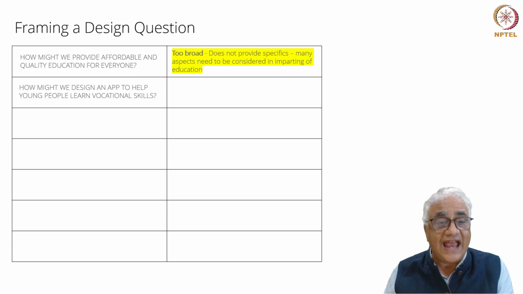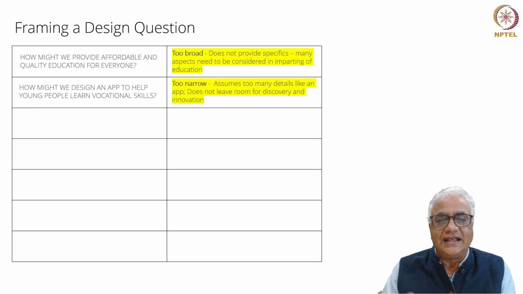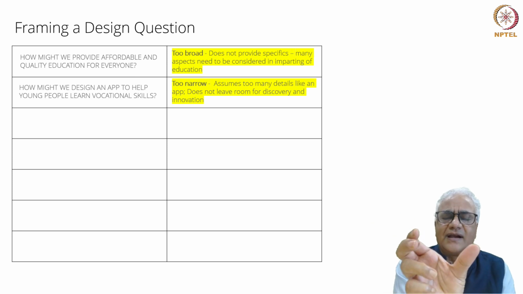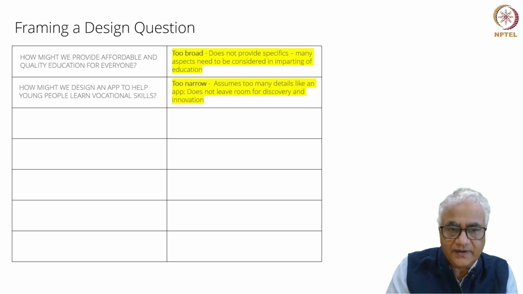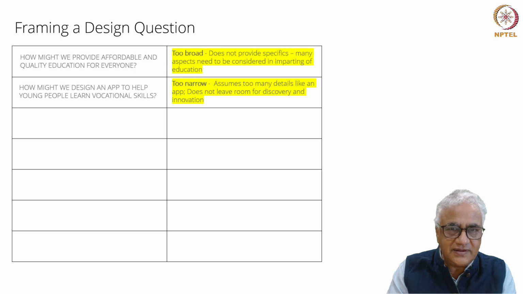How might we design an app to help young people learn vocational skills? I'm sure you are saying what type of question it is. You've already understood it. Of course, it's too narrow because it does not leave room for discovery and innovation, because your mind is already narrowed, right? App. Okay, do you think the next one is the just right question, because you started with too broad and then you said too narrow?